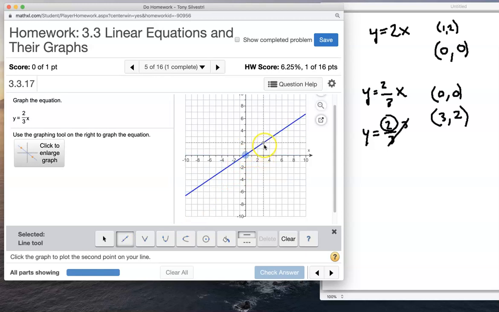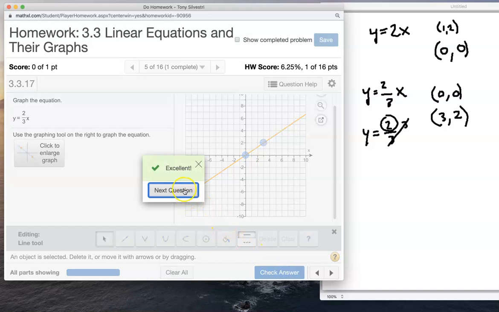3, 2. Boom. Okay. Check your answer. Good. That's good. You know, just goes to show you, even Babe Ruth struck out every so often. Doesn't hit home runs all the time. But let's see if I can make up with the next question.